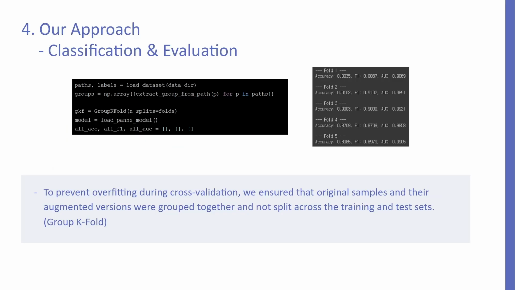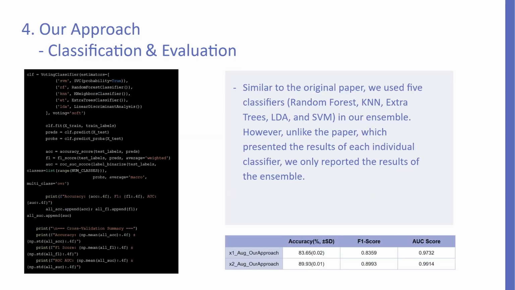To prevent overfitting, we use K-fold to ensure that original samples and their augmented versions were not split across the training and test sets, which ensures a more honest evaluation. You can see our accuracy, F1 score, and AUC all improve with more data augmentation in the table below.